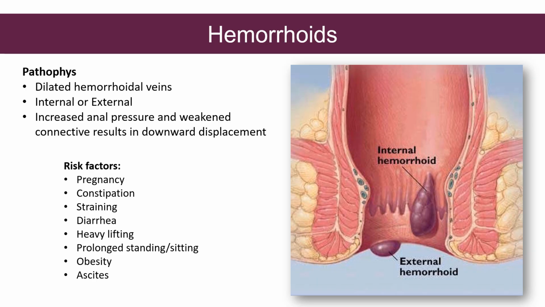Next are hemorrhoids. So hemorrhoids are dilated hemorrhoidal veins. So they're just veins that are engorged with blood. They can be internal or external. And it happens when increased anal pressure and weakened connective tissue results in downward displacement. That is the technical definition. So risk factors that may lead to hemorrhoids are pregnancy, constipation, straining, diarrhea, heavy lifting, prolonged standing, sitting, obesity, and ascites.